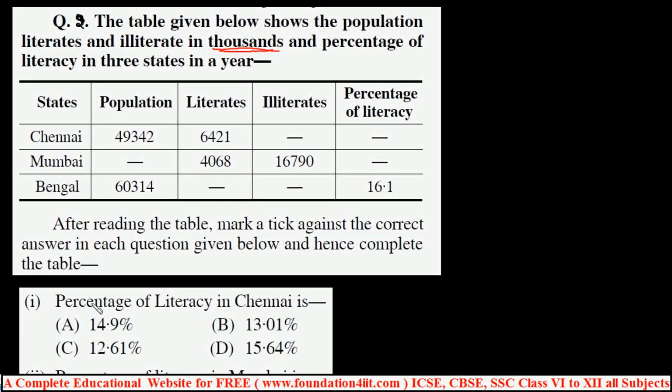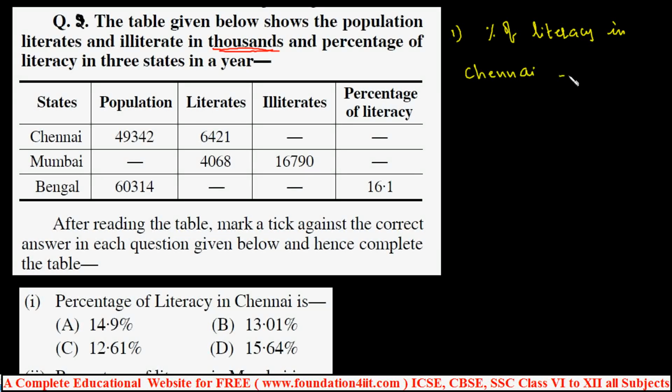So in this first one, the percentage of literacy in Chennai is asked. That means in Chennai already literates are 6,421 and the literacy rate they're asking. So how to write: literates by total population into 100. This is the formula, right? So percentage of literacy in Chennai.